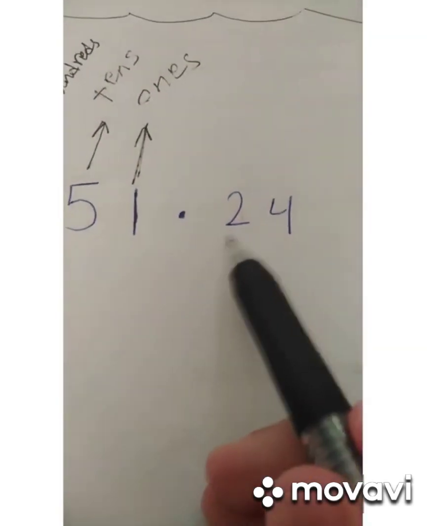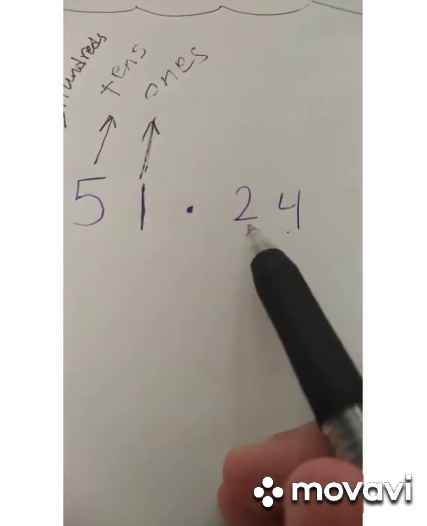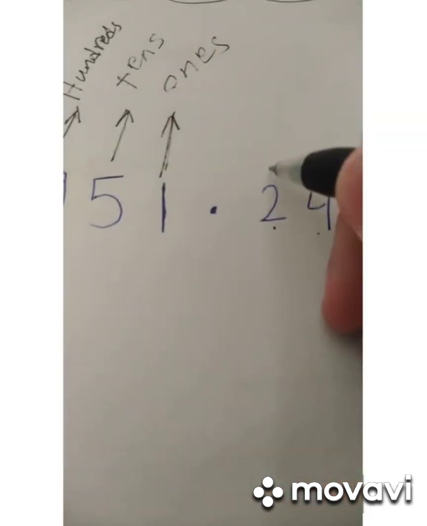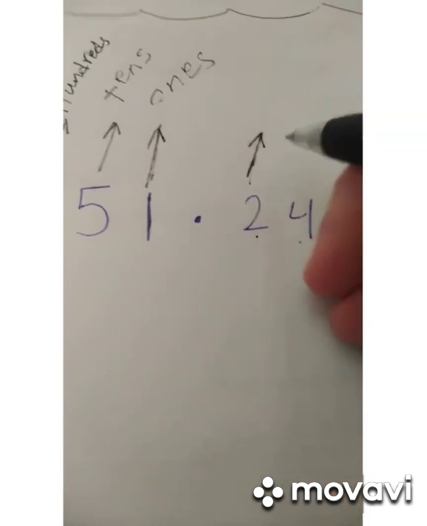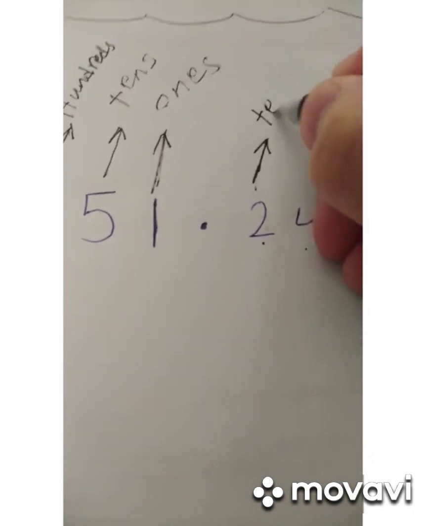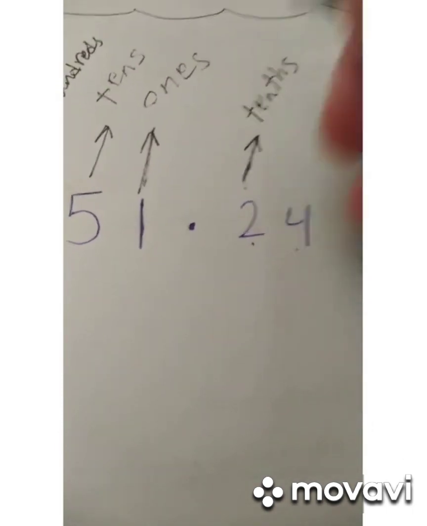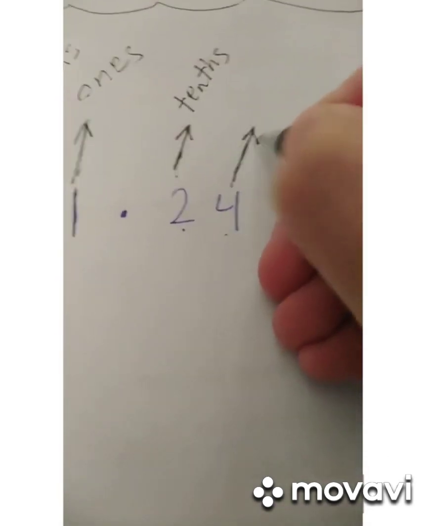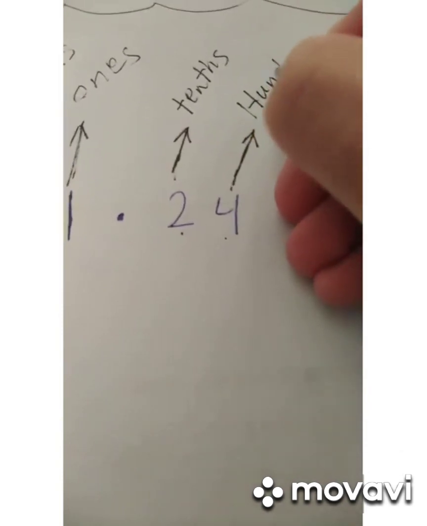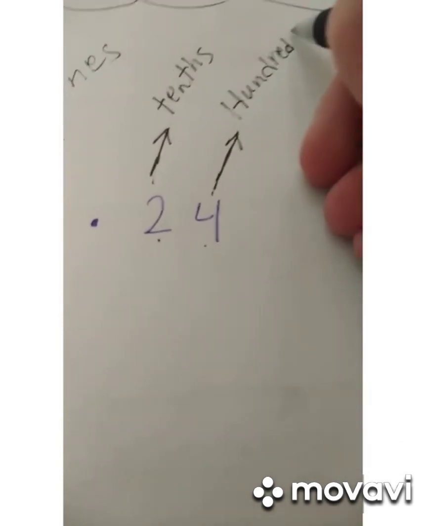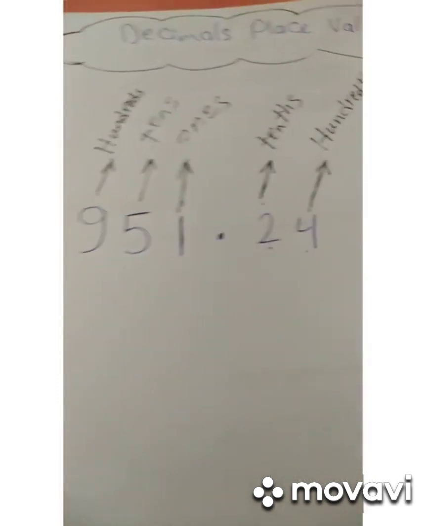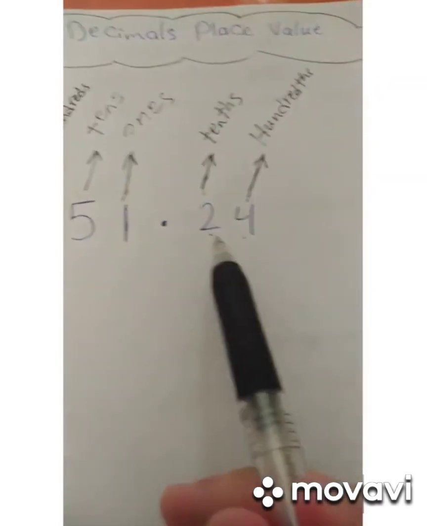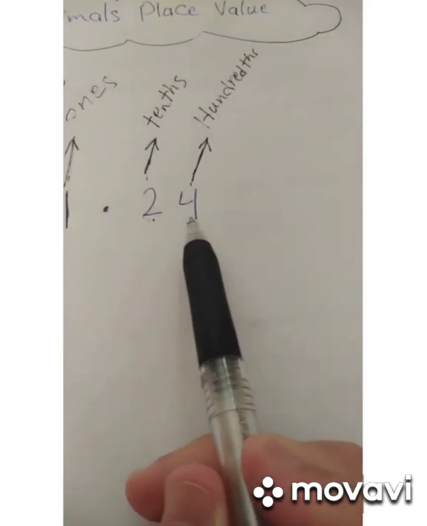The decimal fraction, we have 24 hundredths. The first digit after the decimal, what is the name of this digit? Yes, we know it. The name of this place is called tenths. And what about the second digit after the decimal? Yes, hundredths. So now we have the whole number: ones, tens, hundreds. And the decimal fraction: tenths, hundredths.